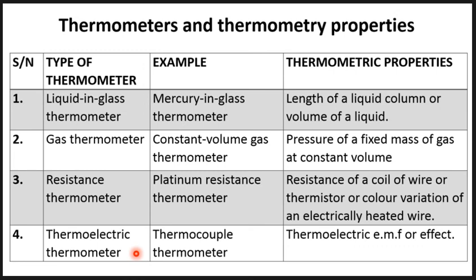Because when you say thermo, you are talking of heat. When you talk of electric, you are talking of a heat source from an electric source. Heat source due to an influence of electric. So that is the way I want us to put it. Heat source due to an influence of electric. But a good example of this is the thermocouple thermometer.